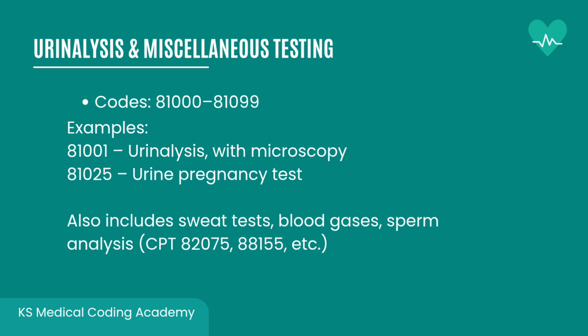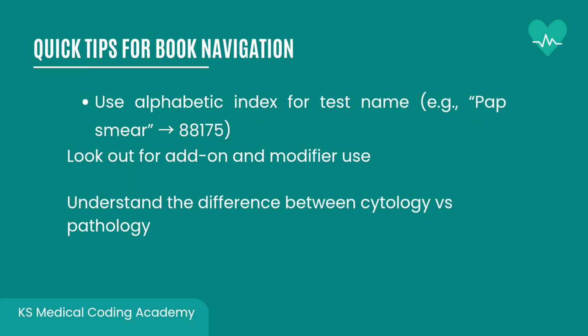Quick book navigation tips. Here are a few tips for navigating the Path and Lab section. Use the alphabetic index for test names like Pap smear or urine culture. Don't forget to check add-on codes and modifier notes. Understand key differences between cytopathology, cells, surgical pathology, tissues, and microbiology, organisms. These distinctions will help you avoid costly errors on the exam.